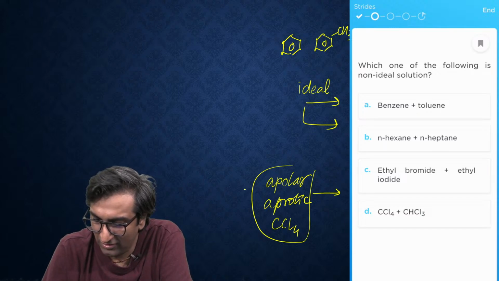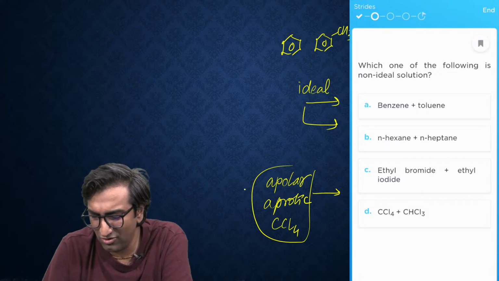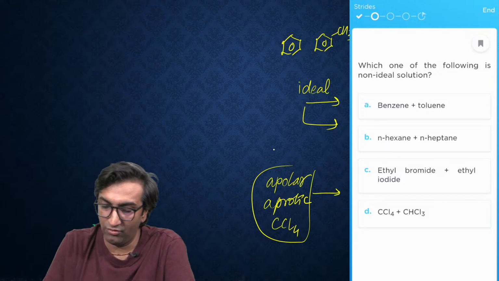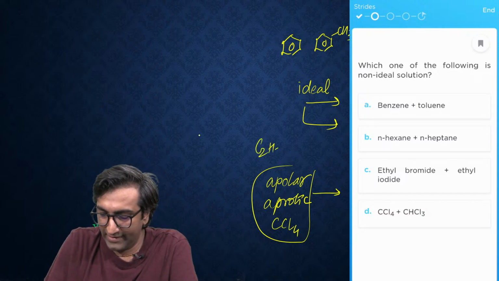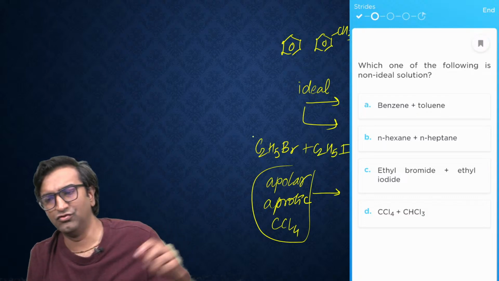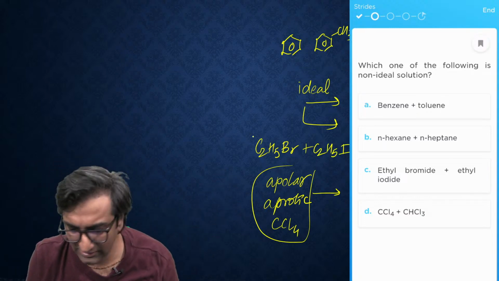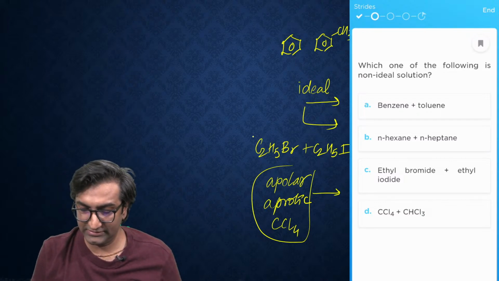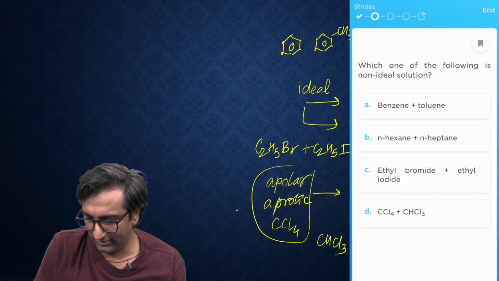Okay, interesting. Non-ideal solution. I think it could be D, but what about B? B and D both cannot be. Ethyl bromide and ethyl iodide, C2H5Br, C2H5I. Now I am confused. Why not this? Why is this also not non-ideal? Look, CHCl3 is polar for sure.